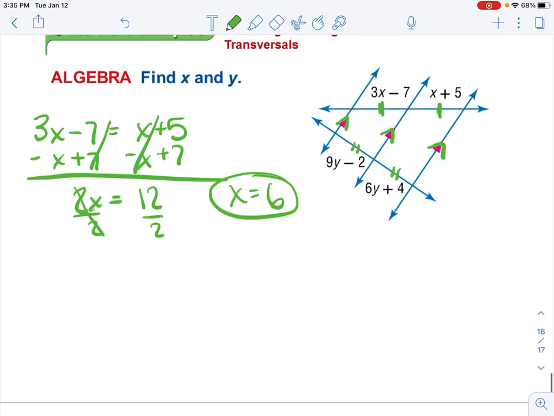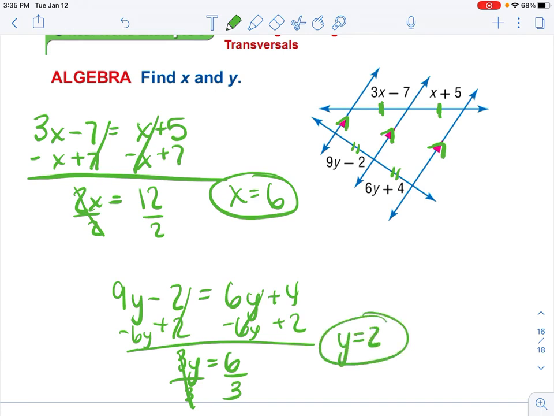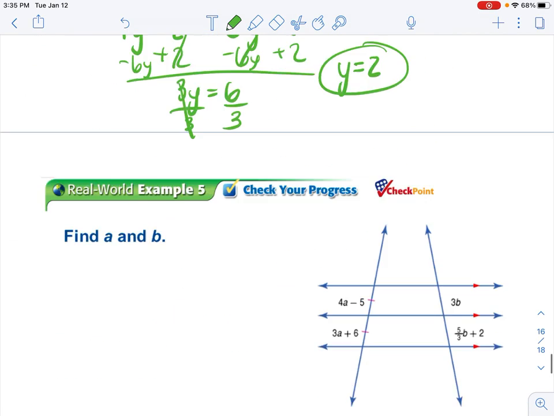So x equals 6 here. We can go ahead and set up and solve for y. So y will equal 2. And I'm actually good to go. You can plug them back in to check to make sure you actually solved correctly, but those are the answers here.